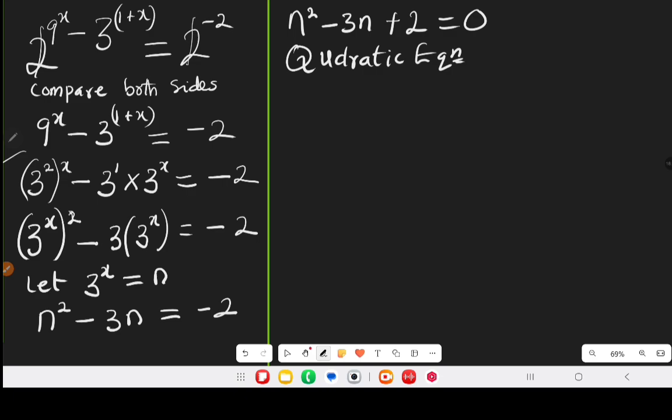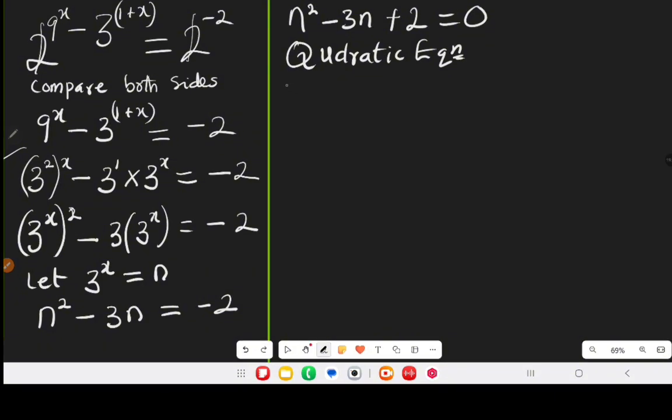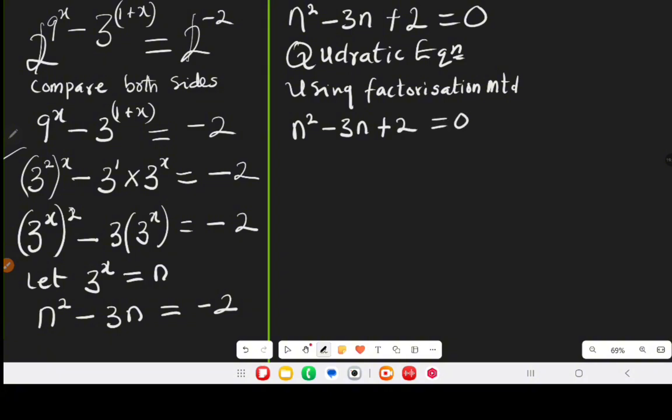We can use the factorization method. We can use completing the square. But in this case, we are going to use the factorization method. Using factorization method, we have n squared minus 3n plus 2 equal to 0. All we do here, we multiply n squared times 2, which gives us 2n squared. We look for two numbers that multiply to give us 2n squared and when we add these two numbers, it will give us minus 3n. We write minus 3n.